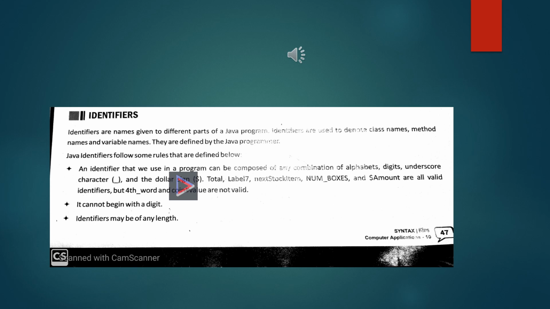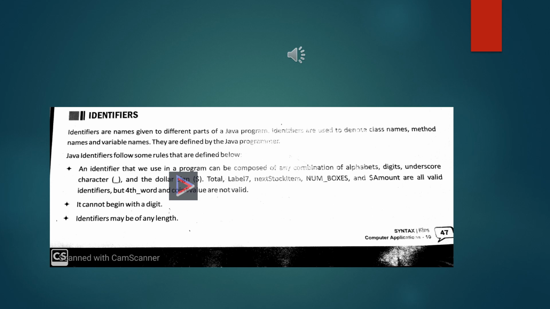Okay, now let's discuss what an identifier is. Identifier means which identifies something, just like how we identify you by your name. So an identifier is nothing but a name given to the different parts of the Java program. The identifier is used to give the name to the different parts, that is, the class name, method name, variable name. They are defined by the Java programmer. Identifiers follow certain rules. To give a name to the class or the method or the variable, we have to follow certain rules.